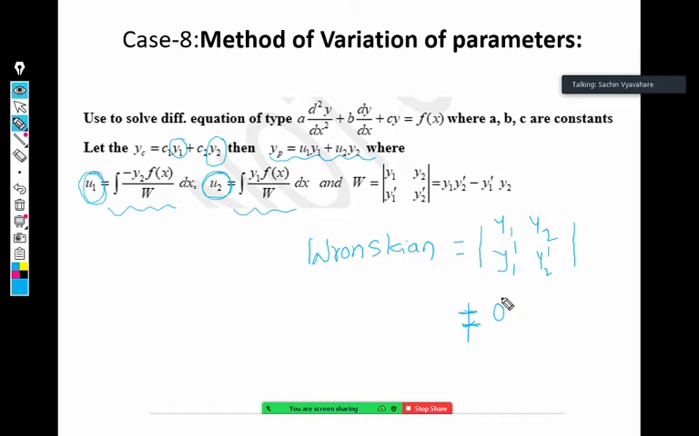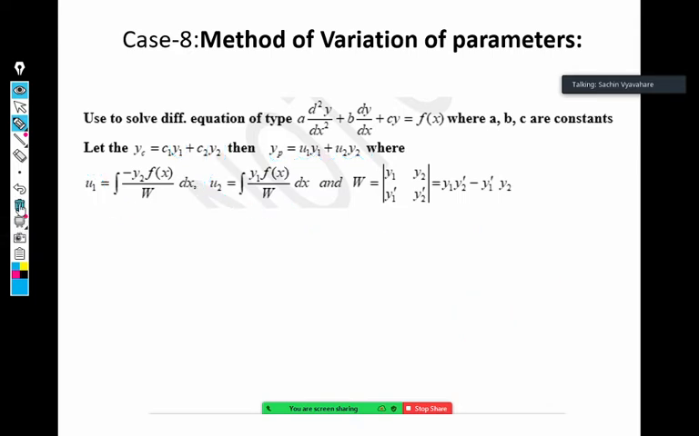Once we get the value of W, we have to replace it in the integrand, in the denominator here, and integrate it. You have to remember the formulas again. u1 is the integration of minus y2 f(x) upon W dx, and u2 is the integration of y1 f(x) upon W dx. So in u1 there is minus y2, while in u2 it is plus y1. That is about the formulas. We'll see the example, then it becomes more clear. Any doubt in the theory?